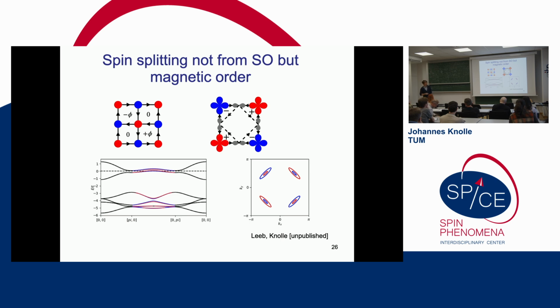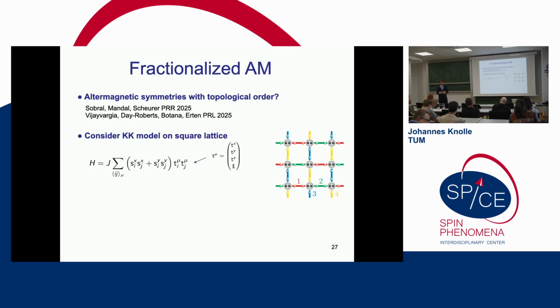Okay, so the final part of the talk is about something that is a little bit more exotic. This goes under the name of fractionalized altermagnets. That's maybe an outlier in this conference, but normally I work on spin liquids, and you can ask the question, and we're not the only ones doing that: namely, can there be something like altermagnetic symmetries also coexistent with topological order?